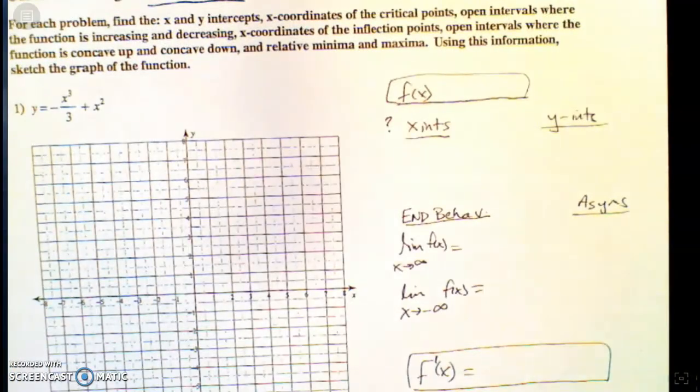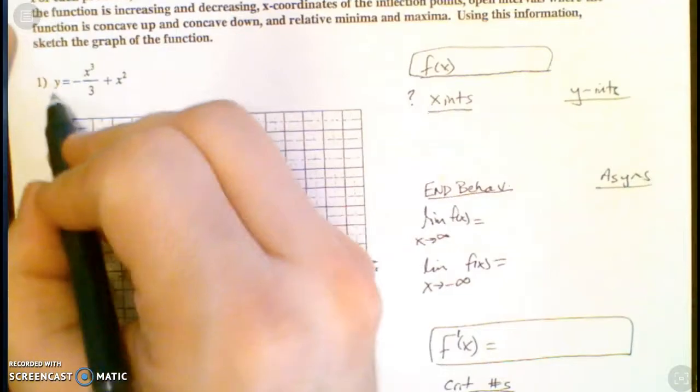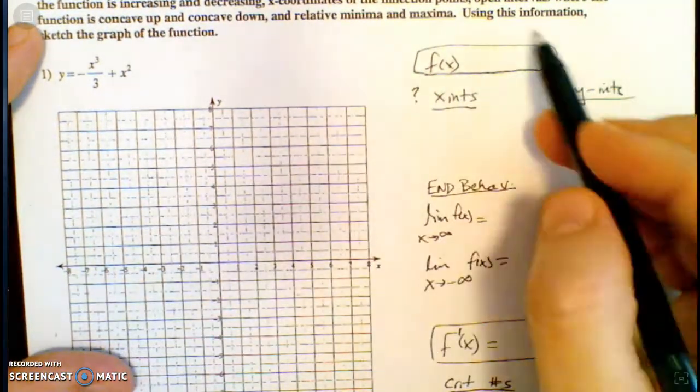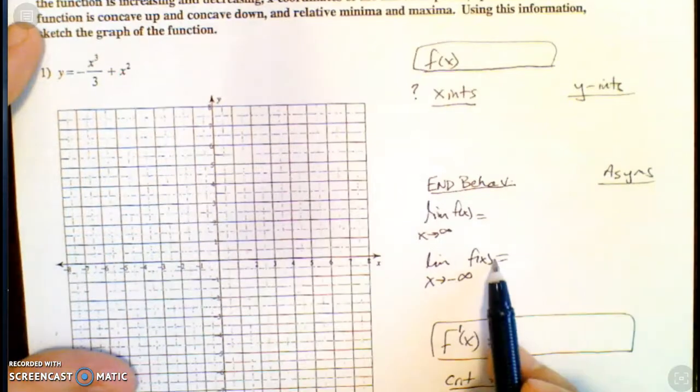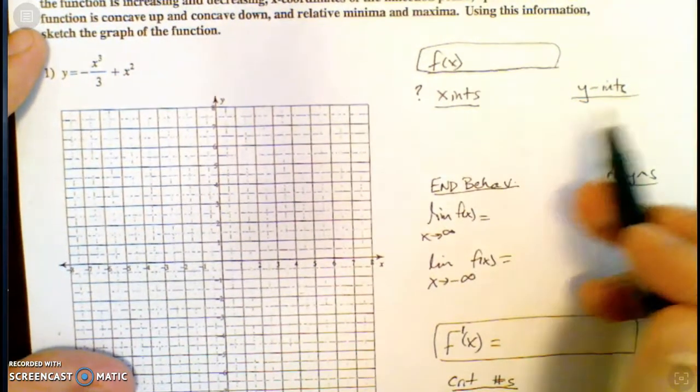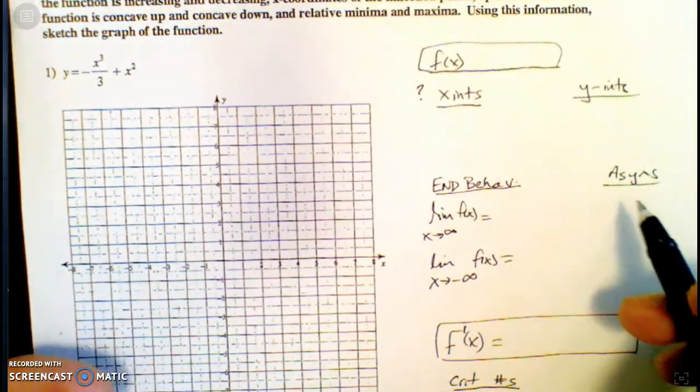So, that being said, if this is my regular function, here's all the stuff we're going to do for our regular function. We're going to try to find the x-intercepts, the y-intercepts, the end behavior, and any asymptotes.